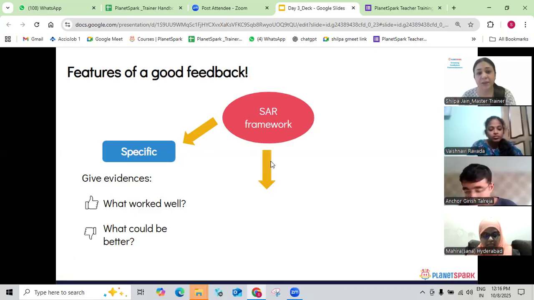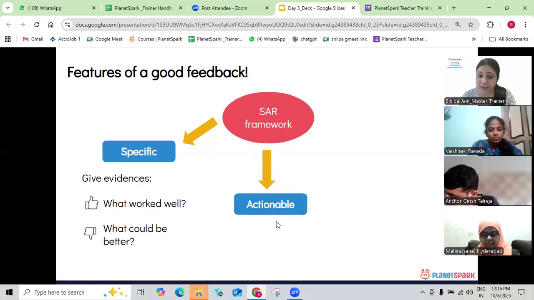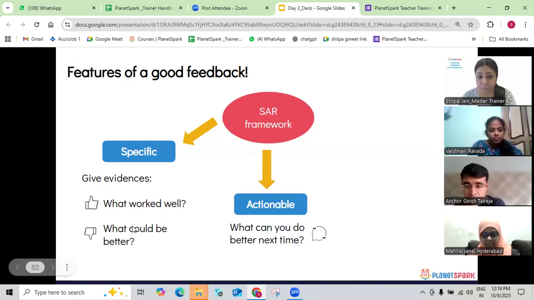Not only that, it has to be actionable. A stands for actionable. And what does it mean? Telling the problem is not enough. You have to give them an action plan that this is your problem, but don't worry, you can work on it by following these steps. So what can you do better next time? That comes under the actionable part.